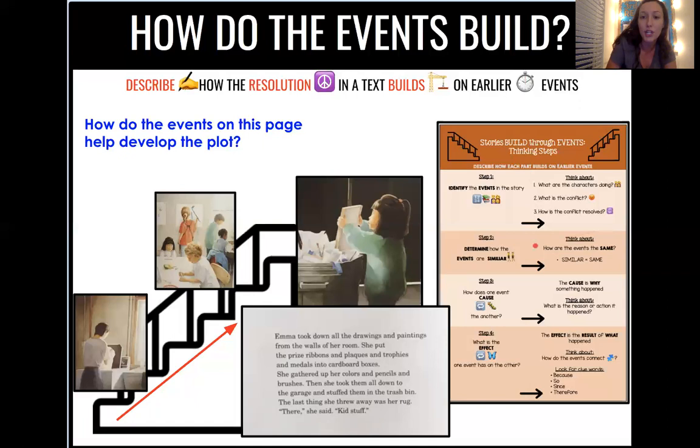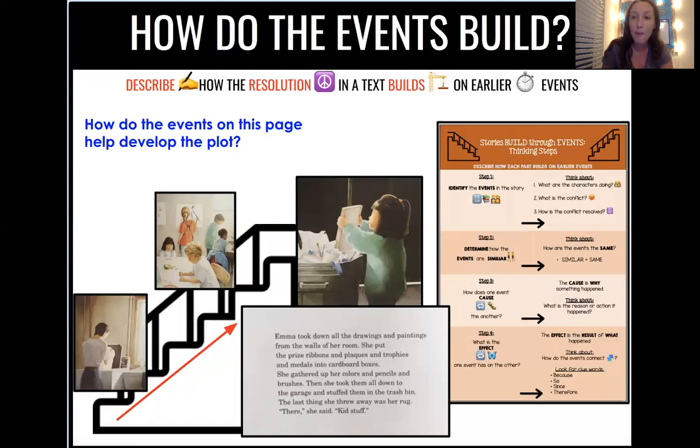So if we think about step two, how are the events similar? All of them don't have Emma's rug anymore. And we see that because she doesn't have a rug anymore, she makes a decision to throw it away. She doesn't have a dirty rug anymore. She only has a clean rug, and because she has a clean rug, it can't help her draw, so she decides to throw it away.